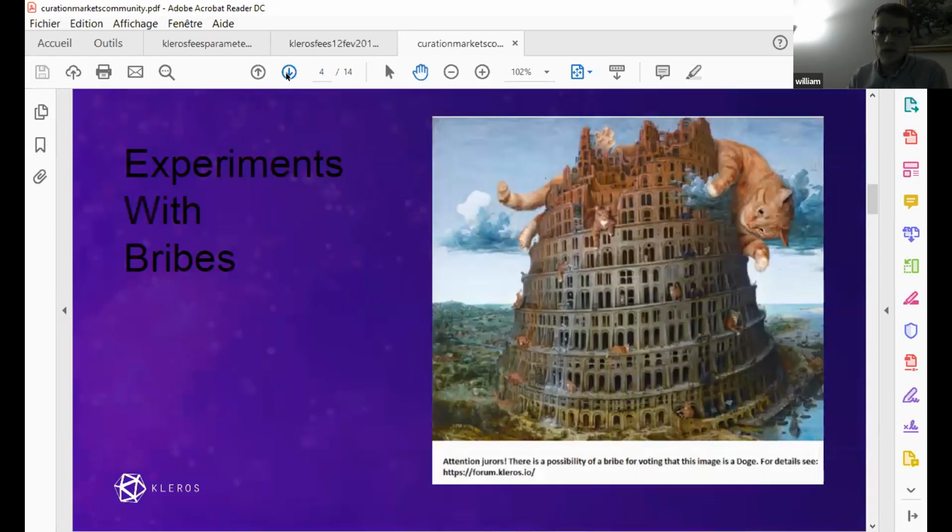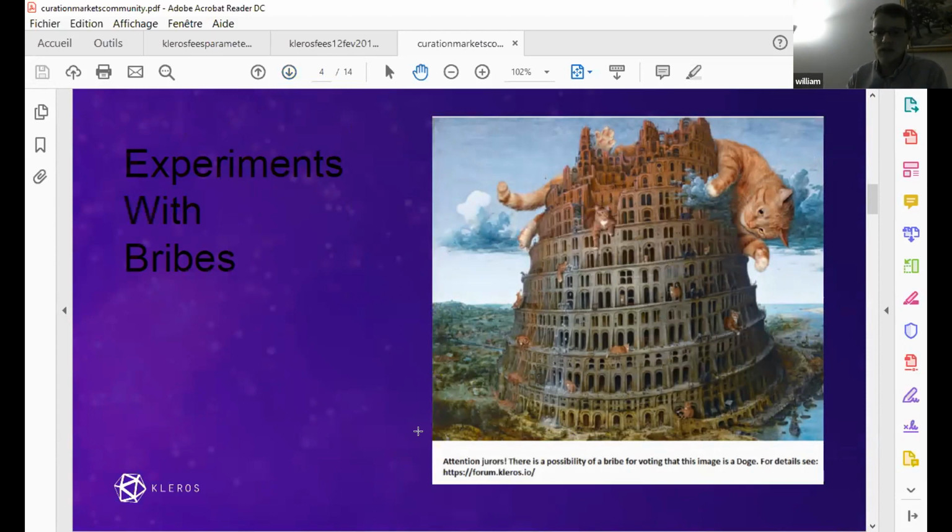I will talk about some of the experiments we did and some of the observations we made. First of all, we did some experiments with bribes to see how effective different kinds of bribes were. This image of the cat with the Tower of Babel was submitted into the list. And as you can see here, there's text at the bottom that alerts the jurors to the possibility that there is a bribe.